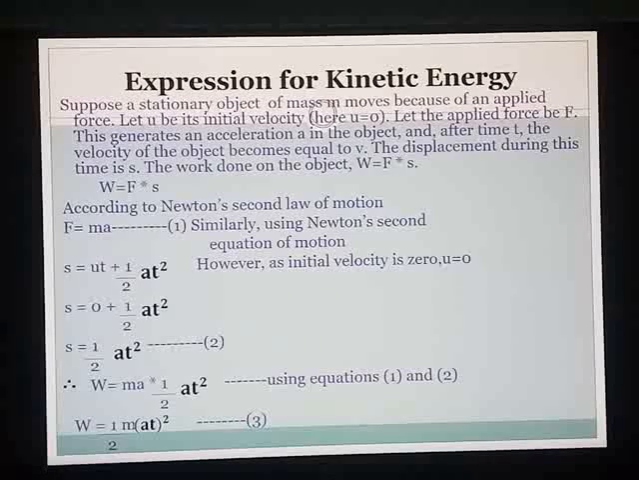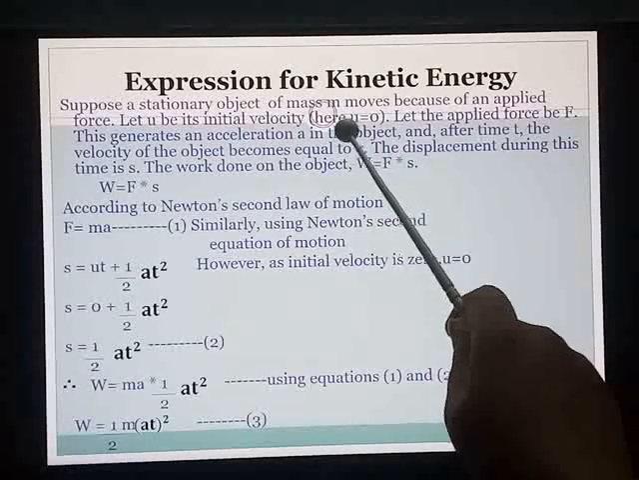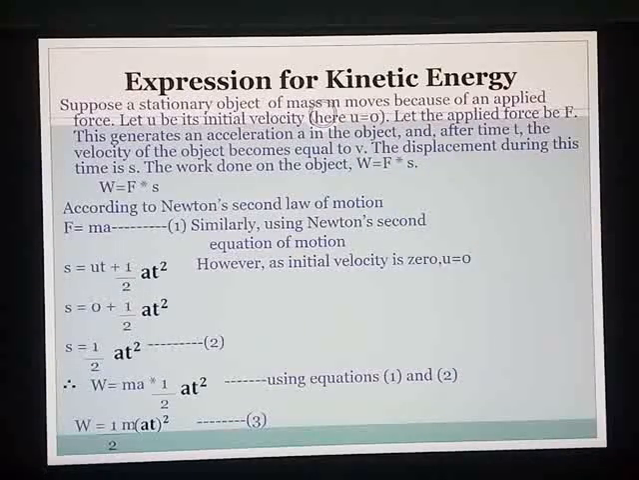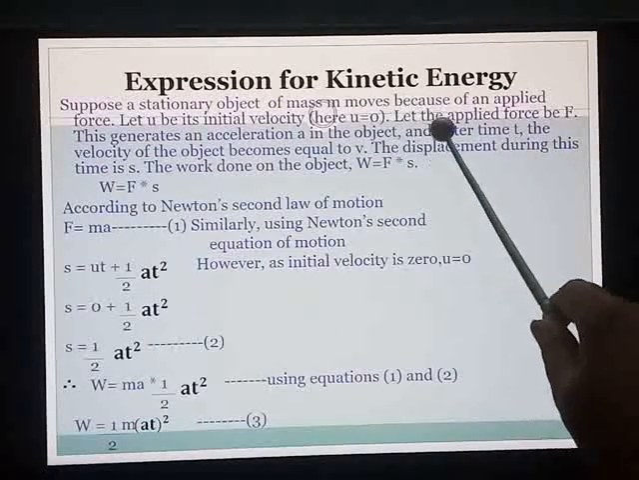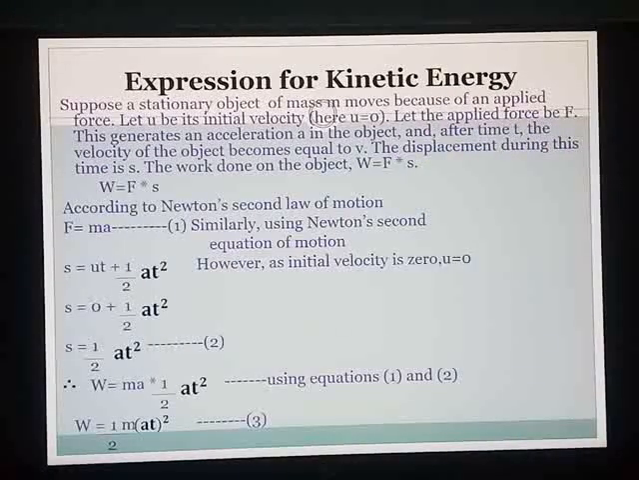Let its initial velocity be u. Initial velocity is represented by small u. When we see the chapter laws of motion, that time you will come to know u is equal to 0. Let the applied force be capital F. The force which is applied by the moving object, let the force be capital F.